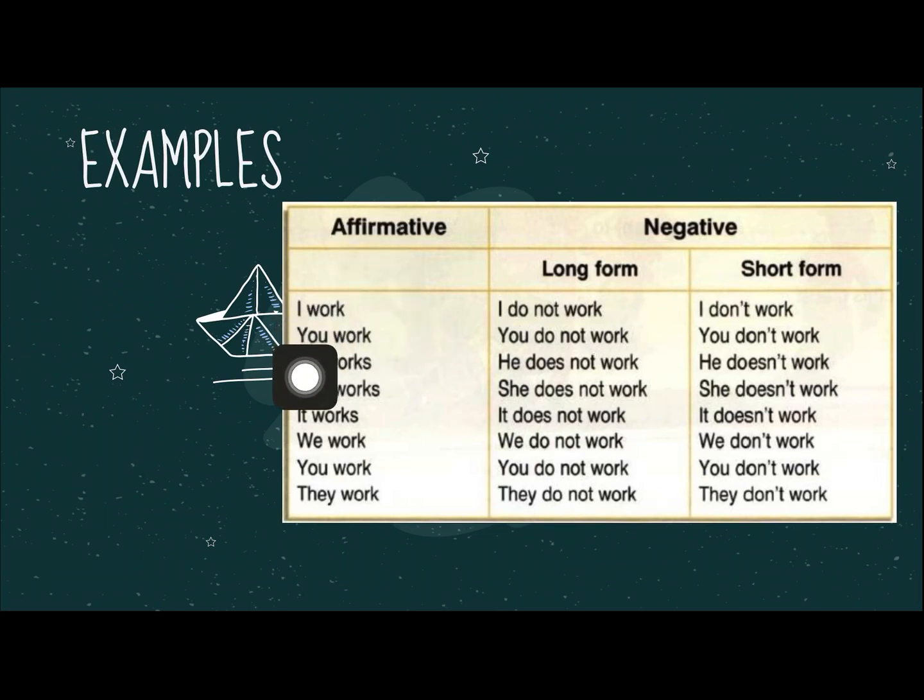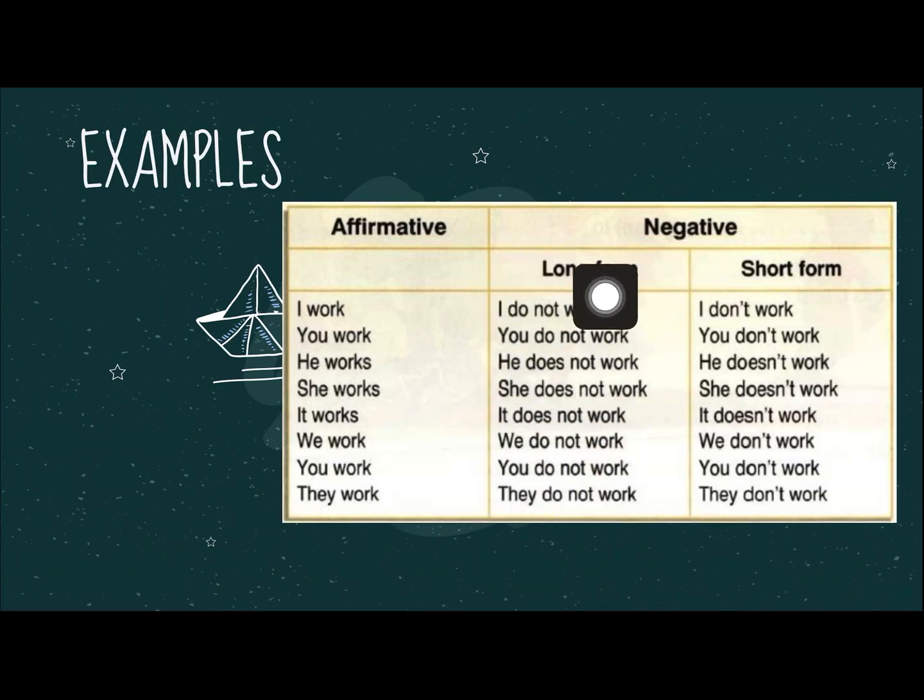For example, we have here I work in an affirmative. We have I work, you work, he works, she works, it works. Also with the second person, we work, you work, or they work. But if we want to say it in a negative way, we have to write at the same time the auxiliary verb do. If I have in affirmative I work, the negative is I don't work, or I do not work.